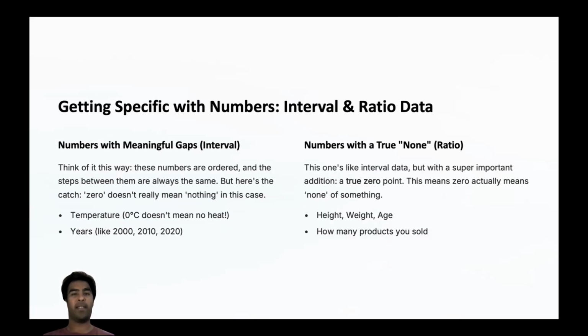And now for quantitative data, or measures in Tableau. The two we have are interval and ratio. Intervals are numbers that are ordered, but they don't really have a zero, something like temperature, where 0 degrees doesn't actually mean no heat, or years like 2000, 2010, 2020, and so on. And then we have ratios, which have true 0 points. That's something like height, weight, age. You can be 0 pounds, or you can have sold zero products.